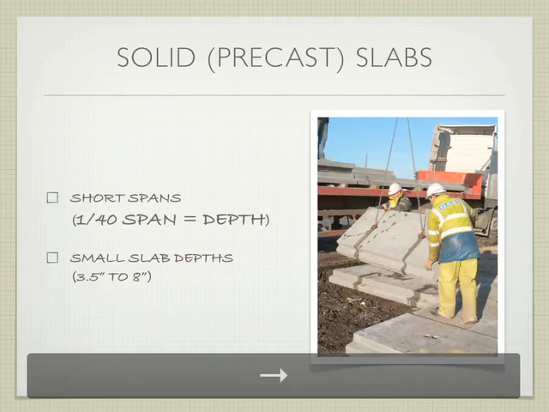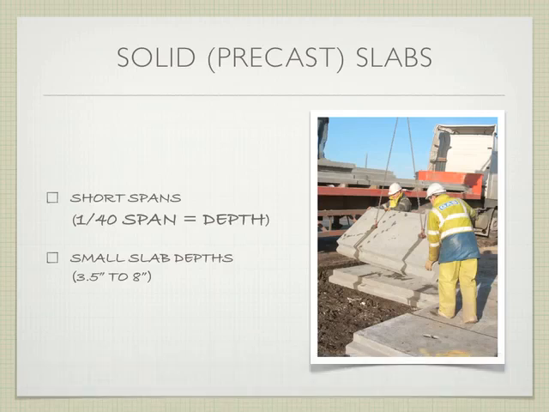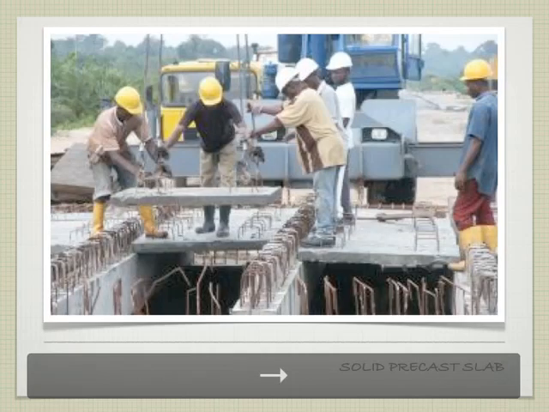Okay? So if we start with that first one, this solid precast slab, we're talking about very short spans. 1/40th of the span would be the depth, right? And the depth is going to be 3.5 to 8 inches. So if we quickly do some math, we're looking at somewhere in the neighborhood of 20 feet in span, if I'm doing that correctly, something like that. So not too long of a span, but kind of a decent level of span.